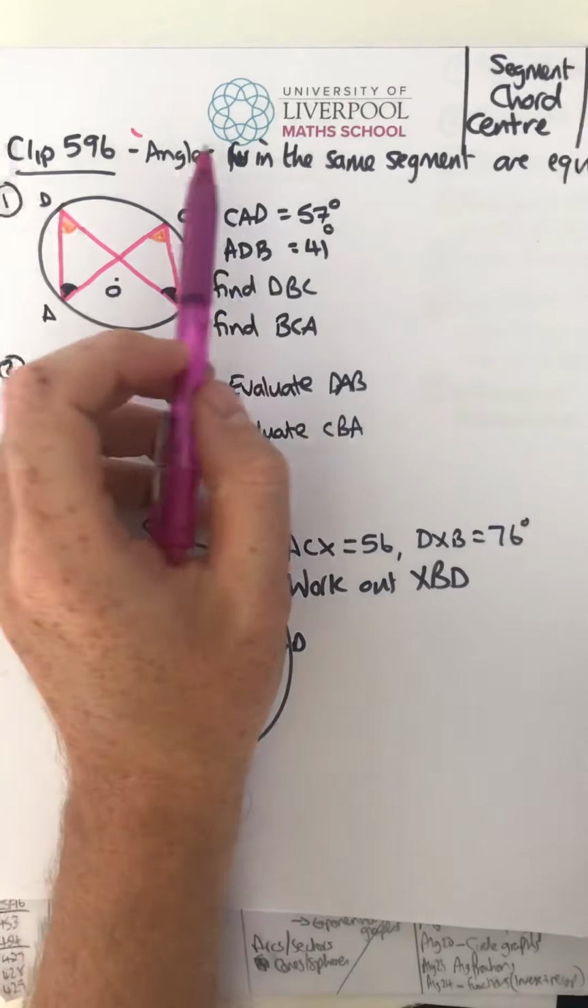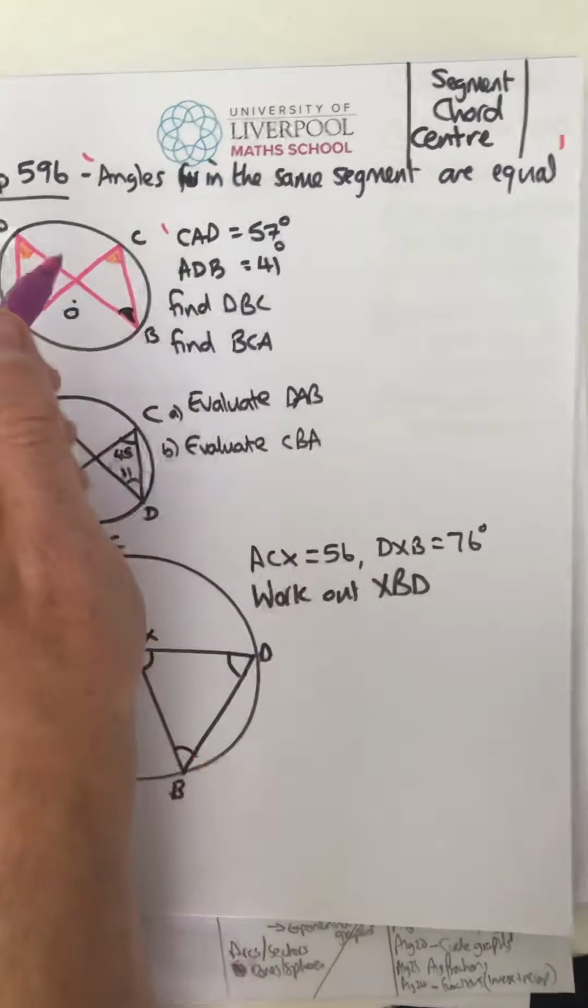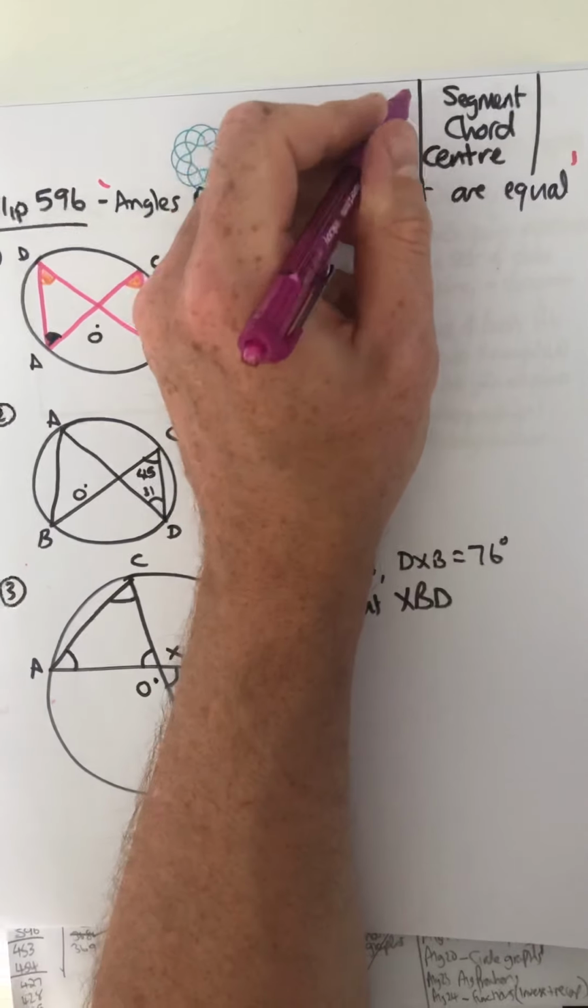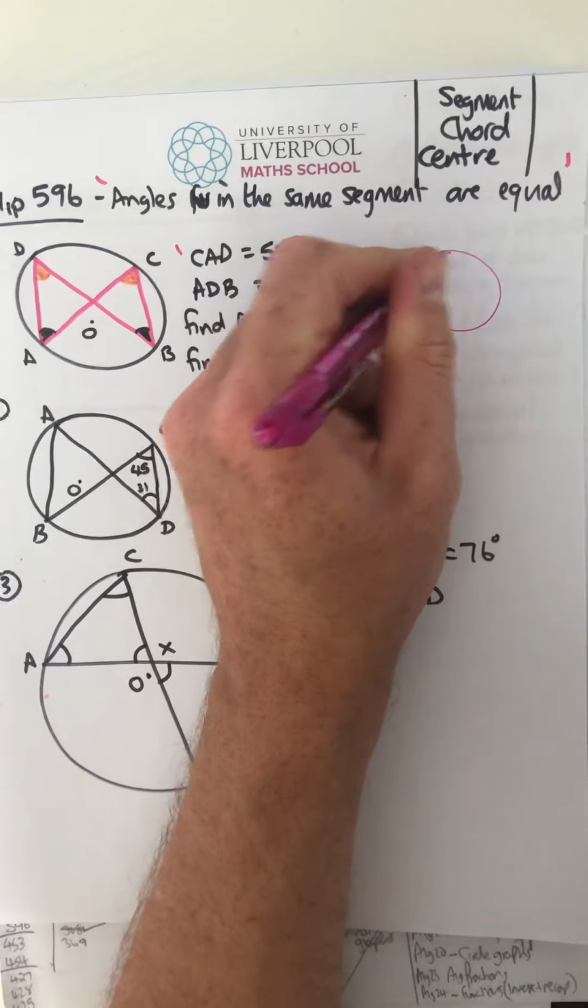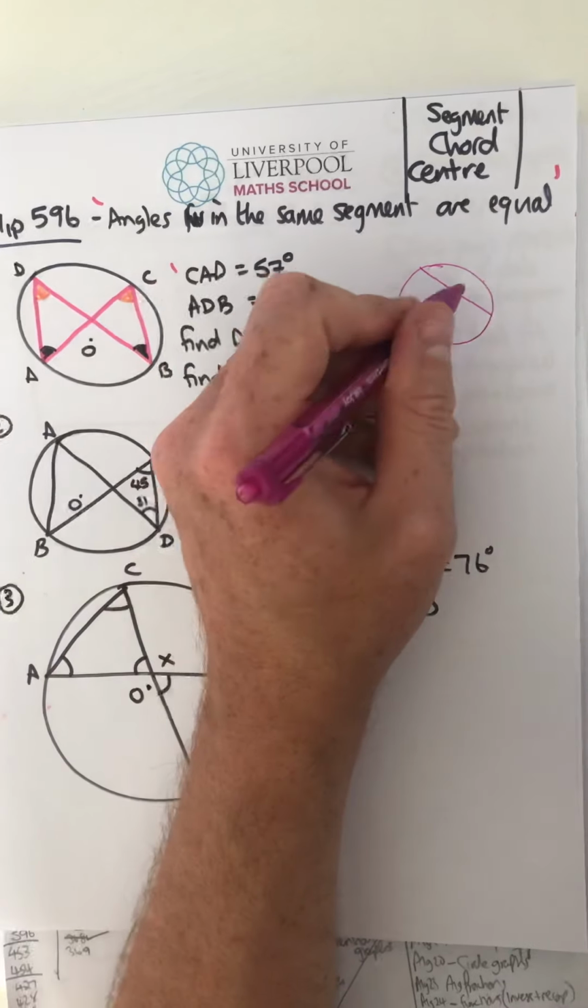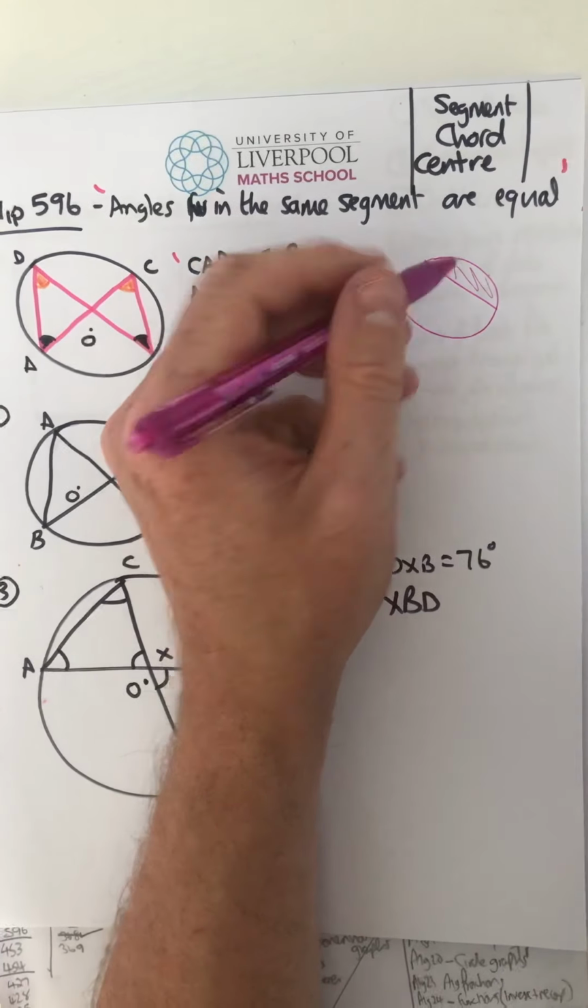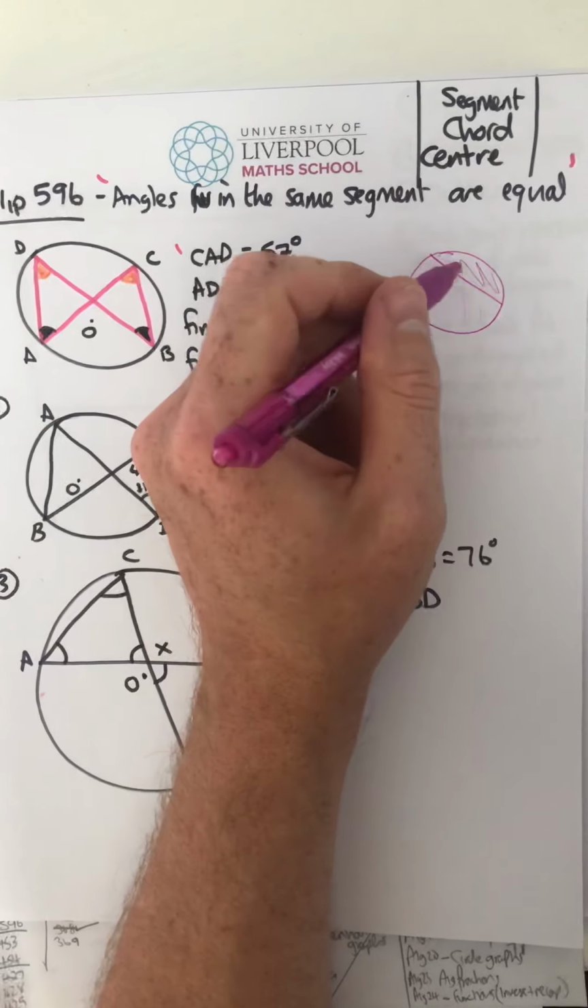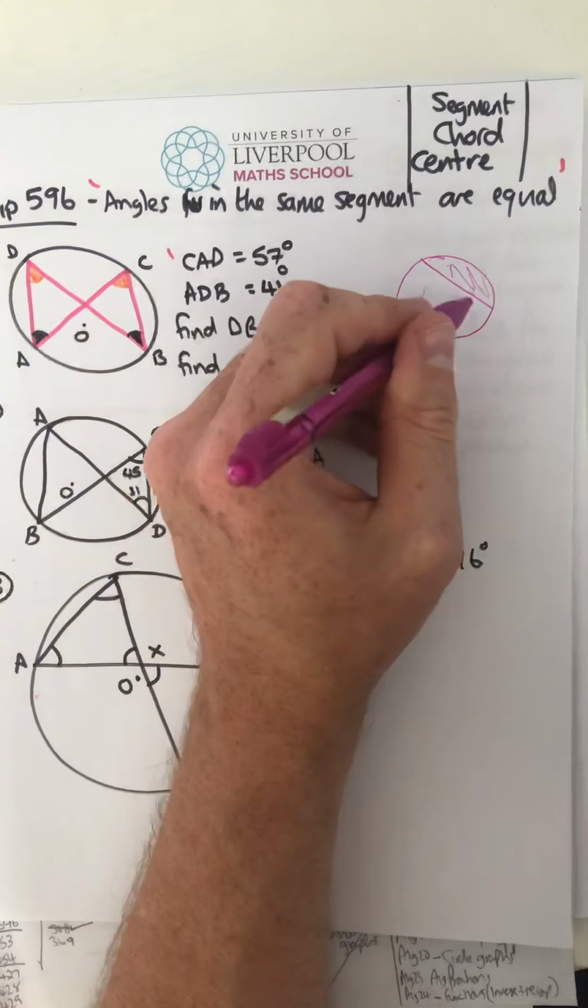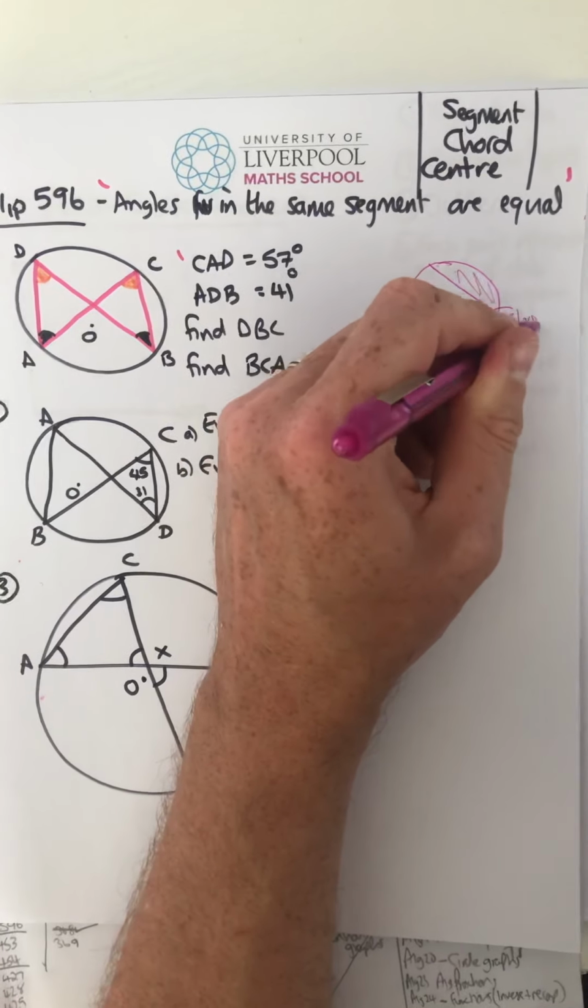Clip 596, angles in the same segment. Okay, so 3 words. Segment. I draw a line across there. That's a segment. This is also a segment. That's the minor segment, that's the major segment. This line is called a chord.